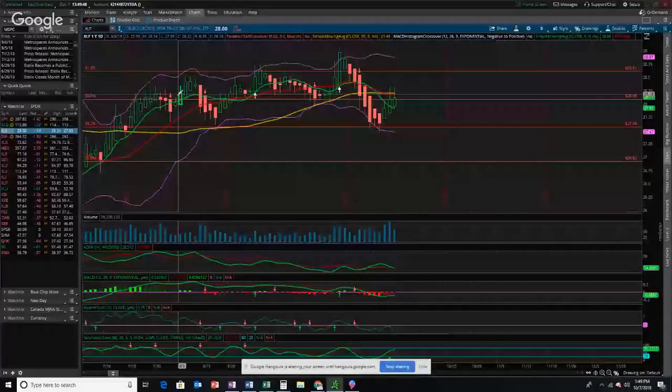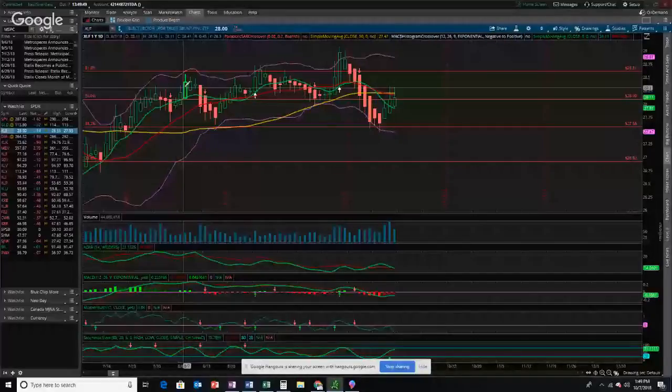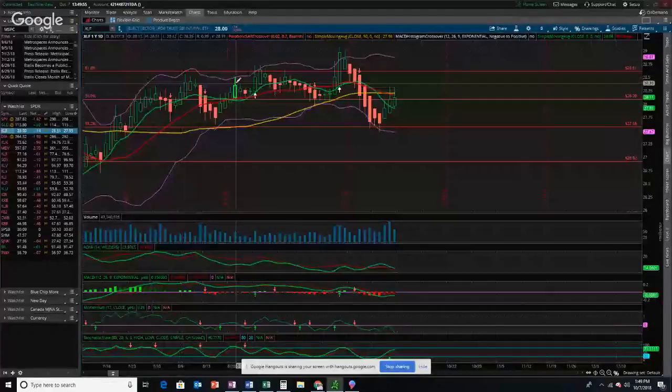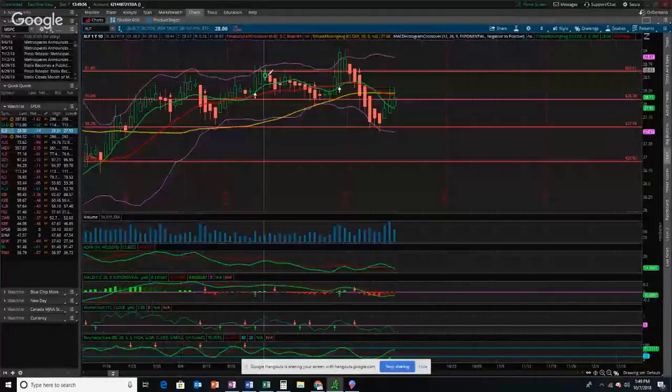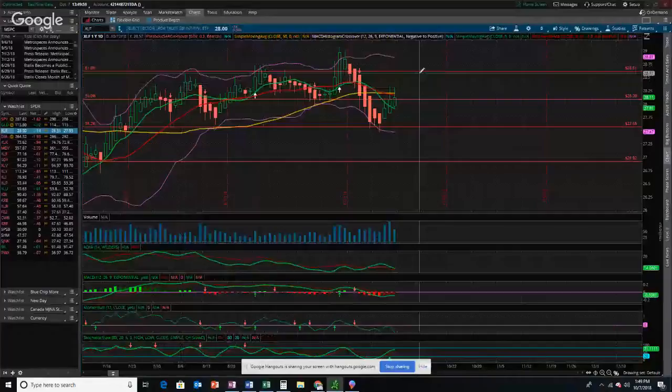And you can see it goes through a certain section and then it has to come back. That's why these levels are so important, as far as where you want to buy and where you want to sell.